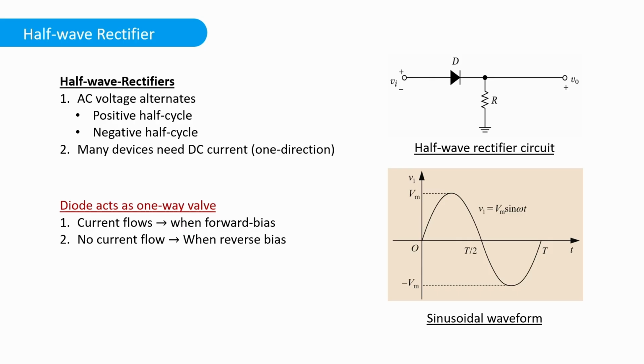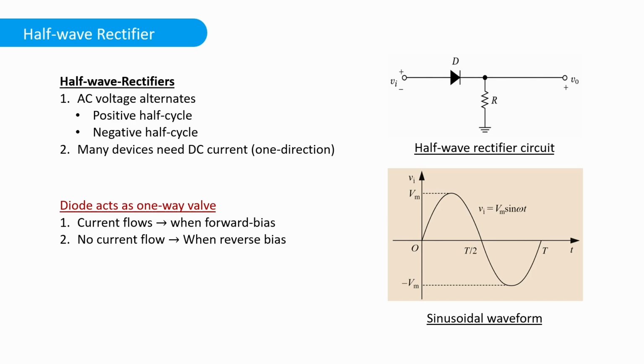Half-wave rectifier converts AC voltage into DC voltage because we have many applications. For example, we want to charge our smartphones, we want to charge our laptops. So these devices actually accept the input of DC current. So we need to convert these voltages to DC voltages.